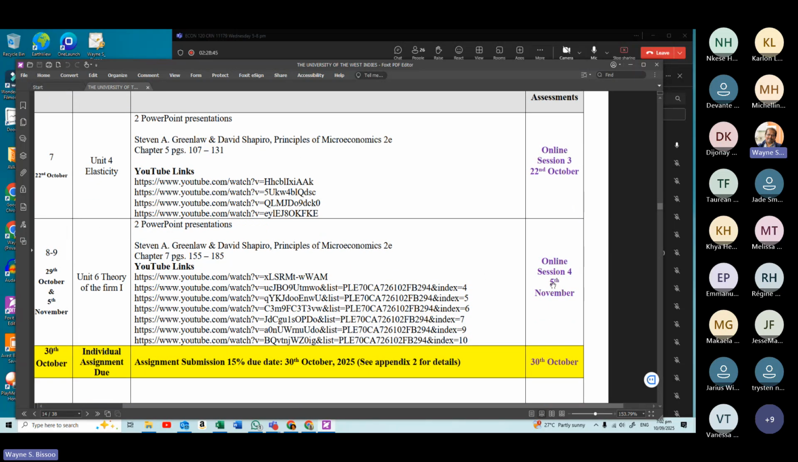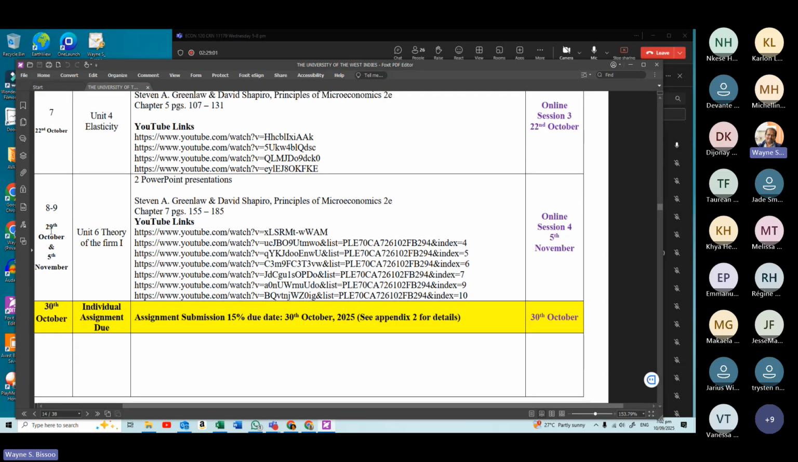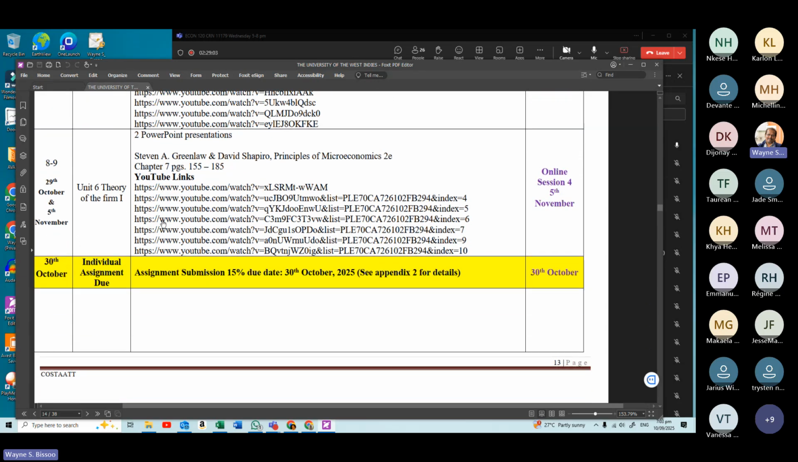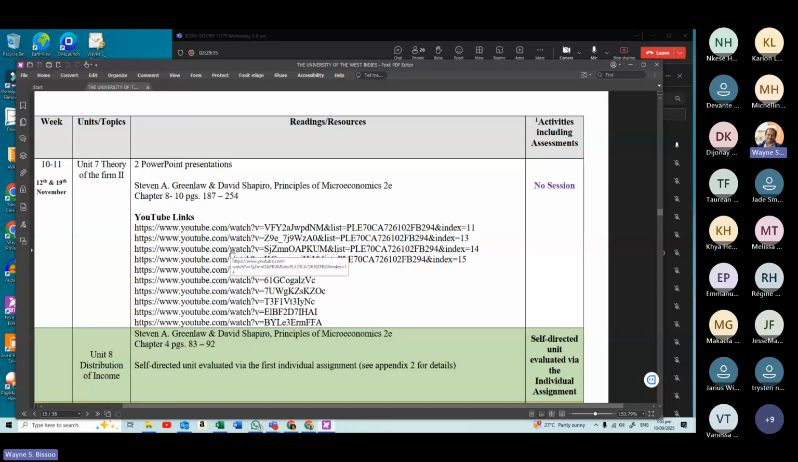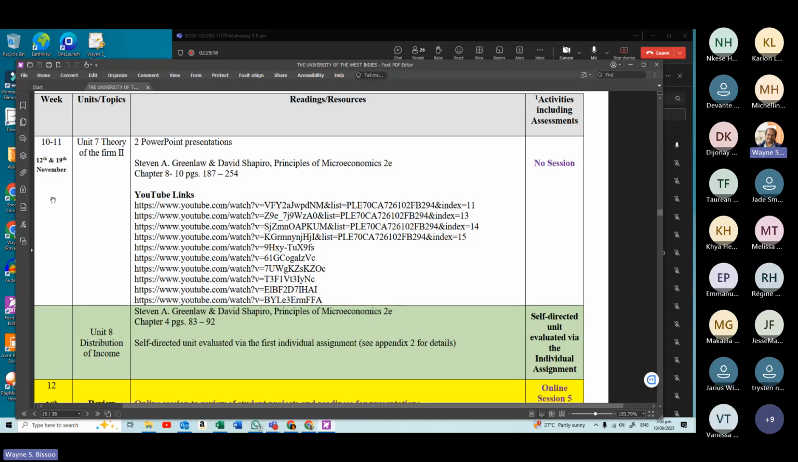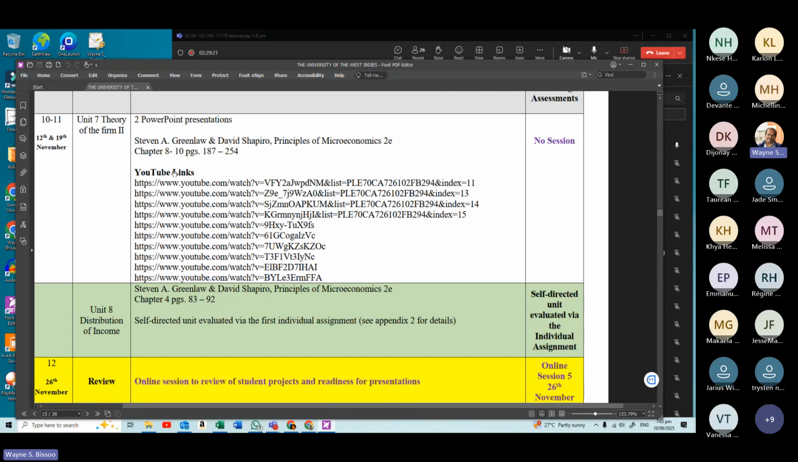By the 5th of November, I'll probably want to come back to you guys, because you would have been spending about 2 weeks, weeks 8 and 9, on Theory of the Firm 1, because that's a big area. And you might have questions and concerns and things you want to get answered. Simultaneously, by the end of October, you need to get the individual assignment out and done. Then Unit 7, Theory of the Firm 2, another 2 weeks later, there's all this stuff that you have to go through.